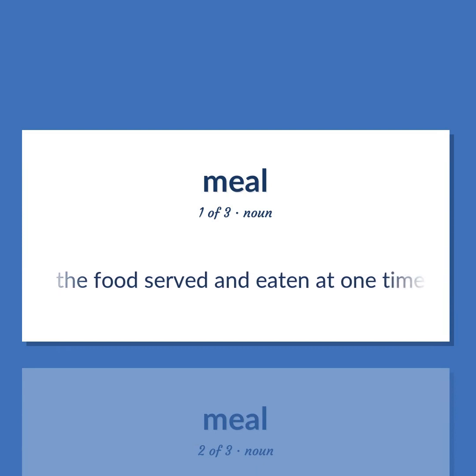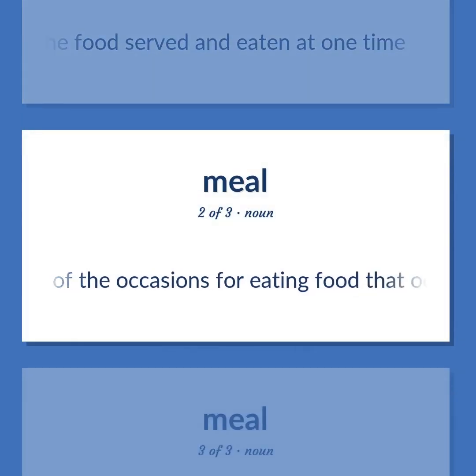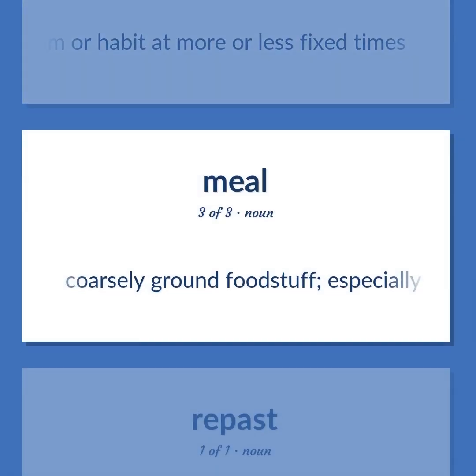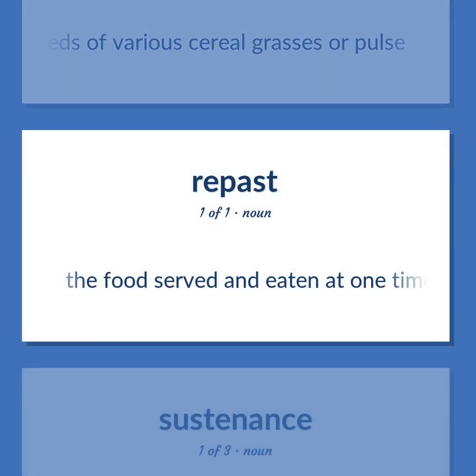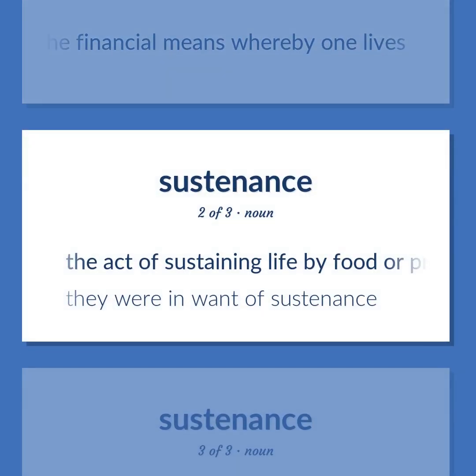The food served and eaten at one time. Any of the occasions for eating food that occur by custom or habit at more or less fixed times. Coarsely ground foodstuff, especially seeds of various cereal grasses or pulse. The food served and eaten at one time. The financial means whereby one lives. The act of sustaining life by food or providing a means of subsistence.